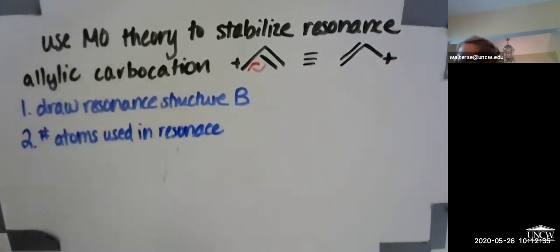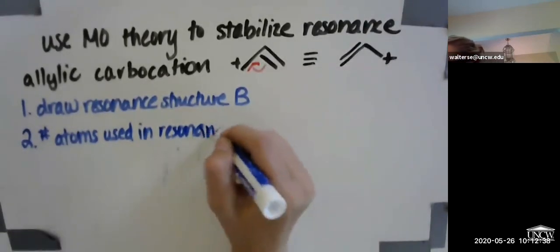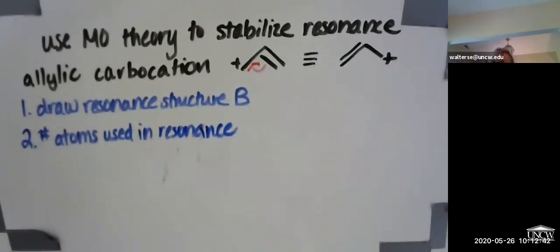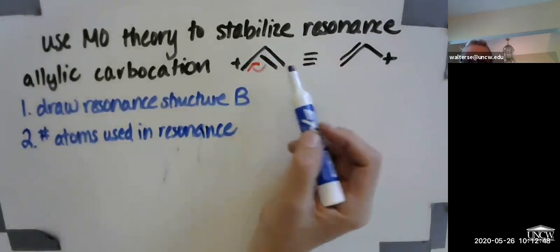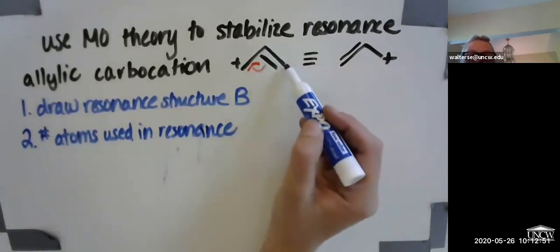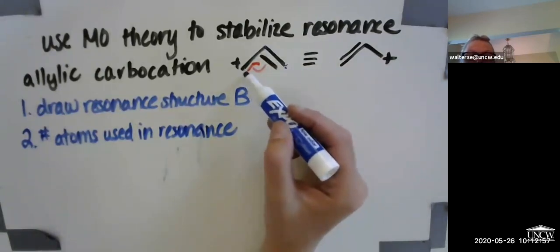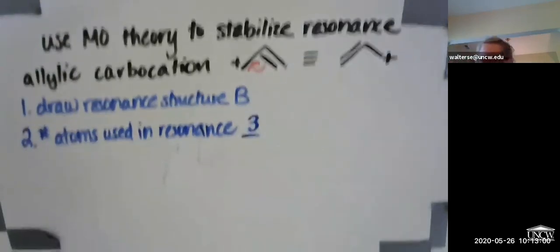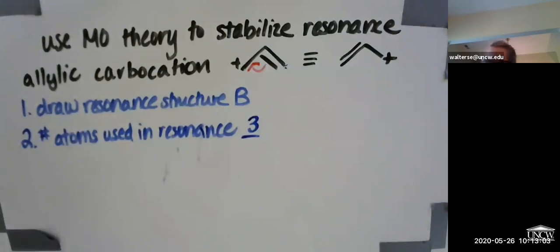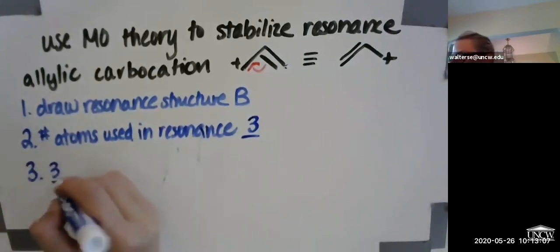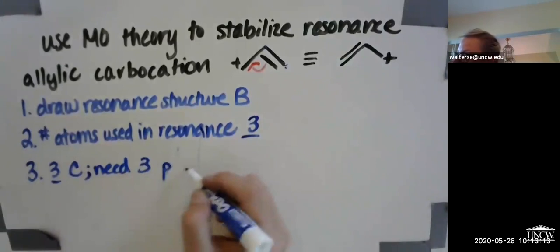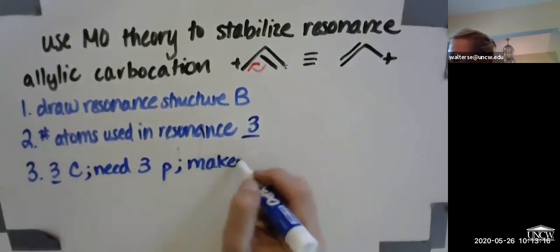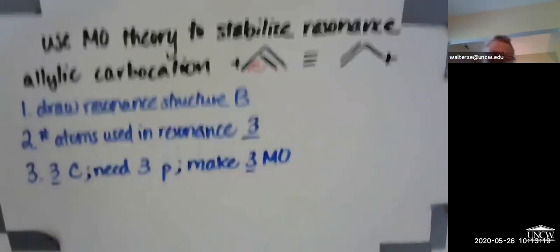So how many atoms did you need to include when you stabilized this allylic carbocation? Okay, you used the two carbons that were in the pi bond, as well as the carbon that carried the positive charge. So you used 3 carbon atoms. Okay. 3 carbons means you need 3 different p orbitals to make 3 molecular orbitals.